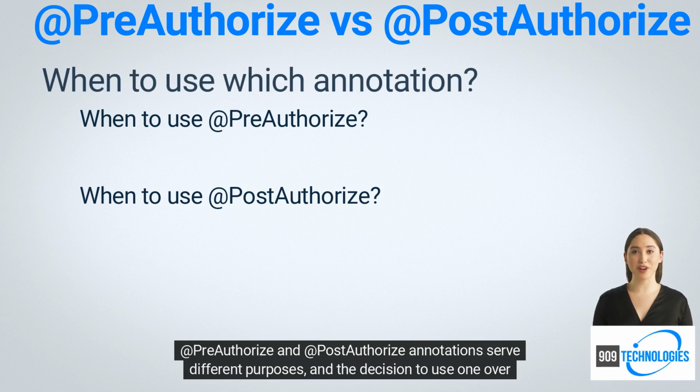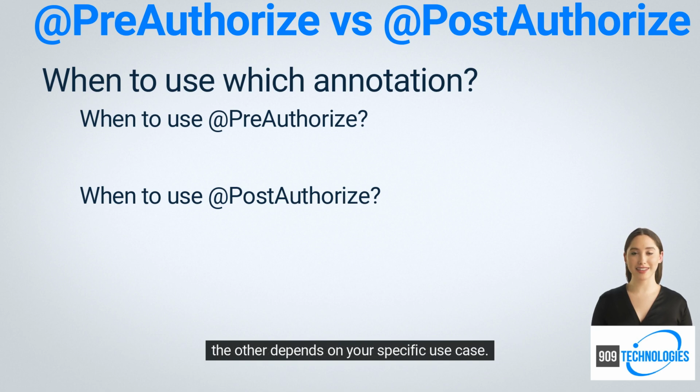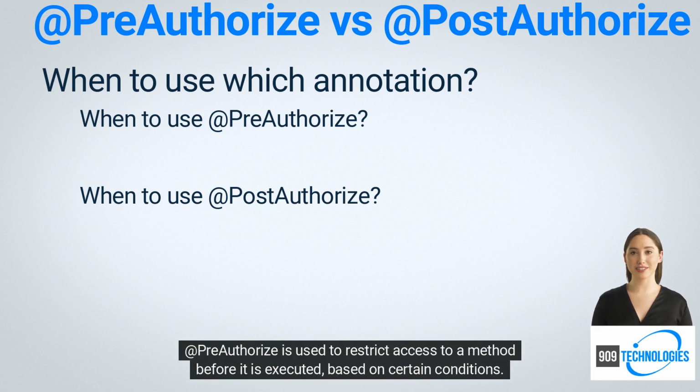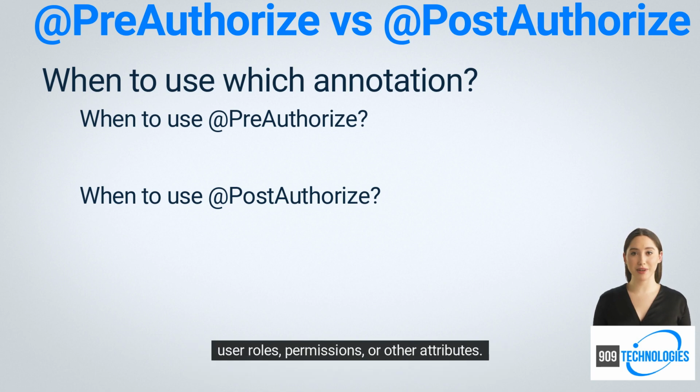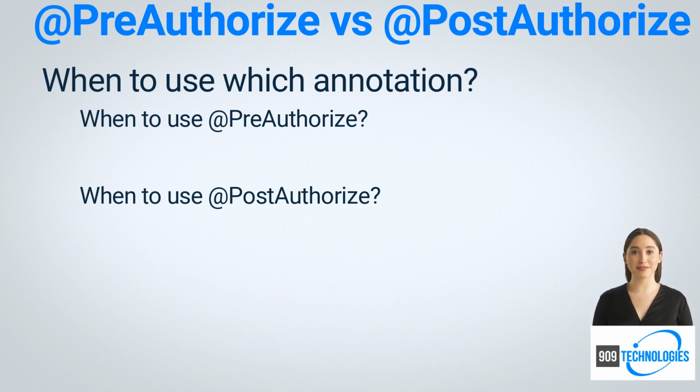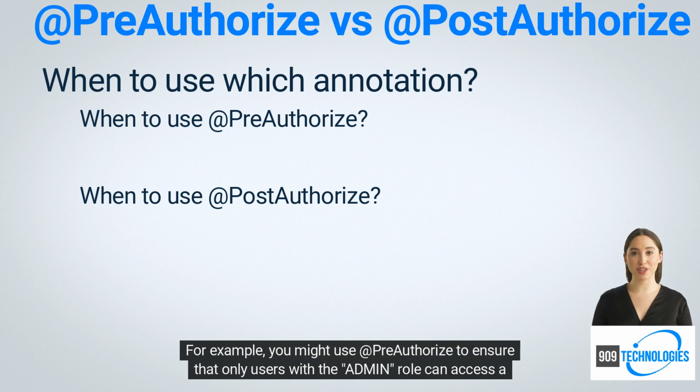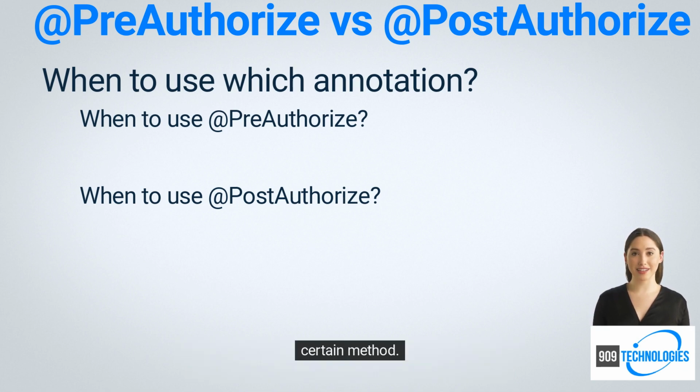Pre-authorize and post-authorize annotations serve different purposes, and the decision to use one over the other depends on your specific use case. Pre-authorize is used to restrict access to a method before it is executed, based on certain conditions. This is useful when you need to restrict access to a method based on some specific criteria, such as user roles, permissions, or other attributes. For example, you might use pre-authorize to ensure that only users with the admin role can access a certain method.